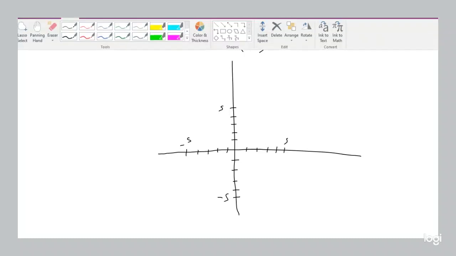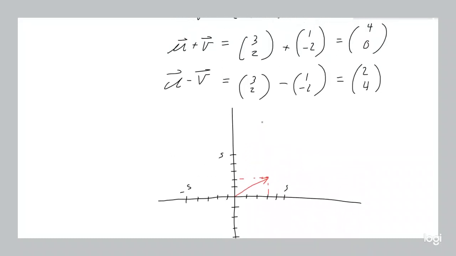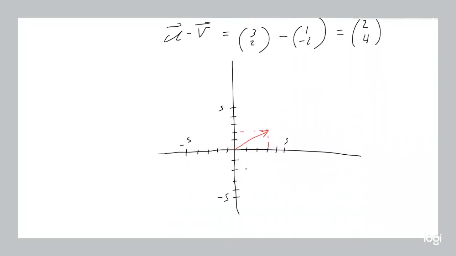I'm going to change colors here to make it easier to see. Okay, so vector u, 3, 2, would be a vector that goes like this, right? And the vector v, 1, negative 2, would look like this, okay?